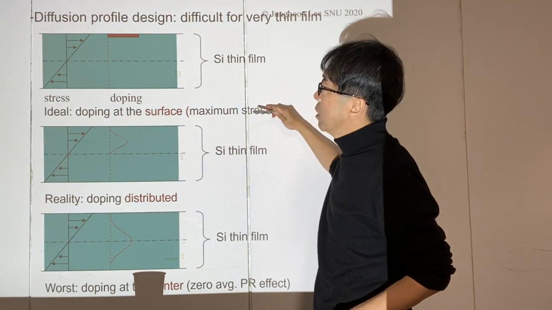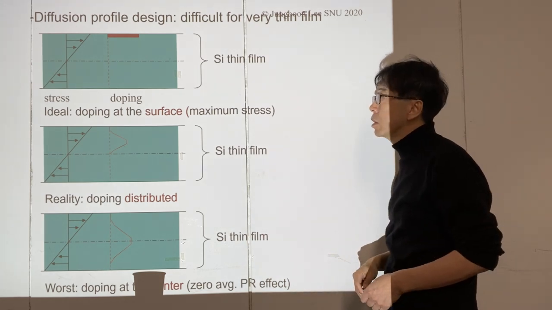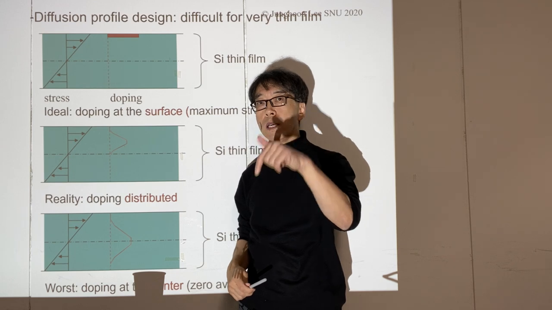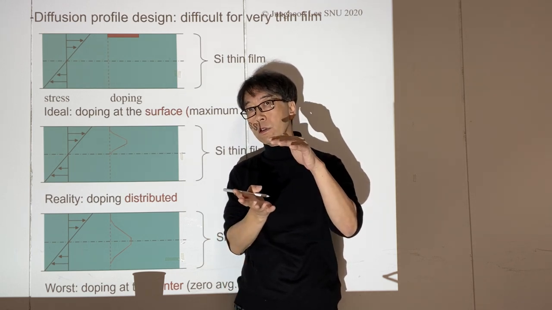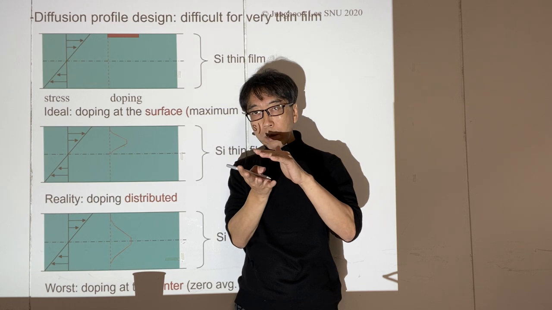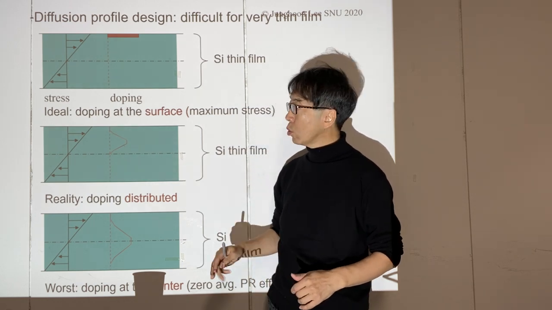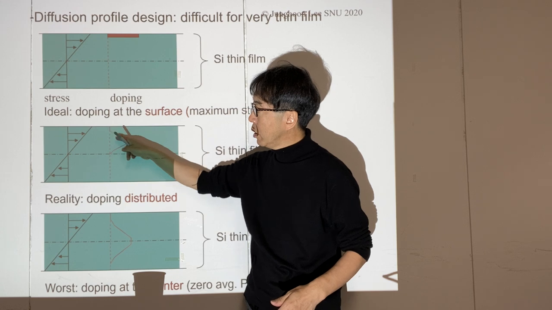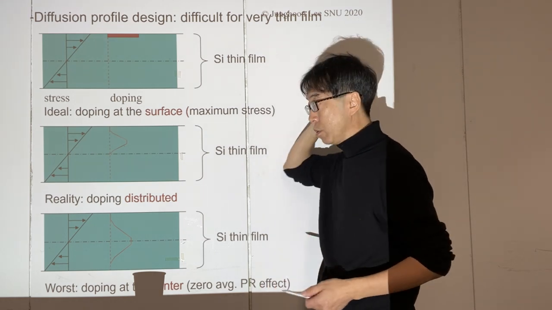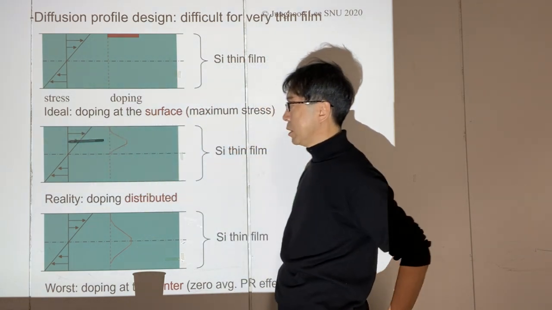But this is too ideal. You cannot really have your pattern right at the surface. Rather, after some temperature process, they will diffuse. After ion implantation, for example, you are already in the body of the silicon, and as you apply the thermal annealing process, this distribution will become broadened. You're going to end up like this, and the total response of this distribution will be a weighted combination of all these little contributions. Okay, so this is okay. You still have some stress value that can be sensed.